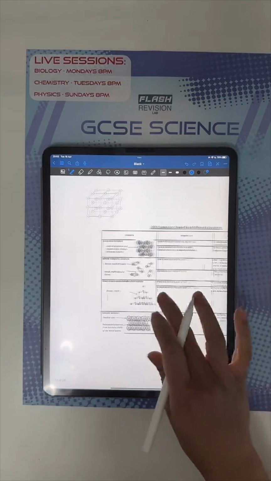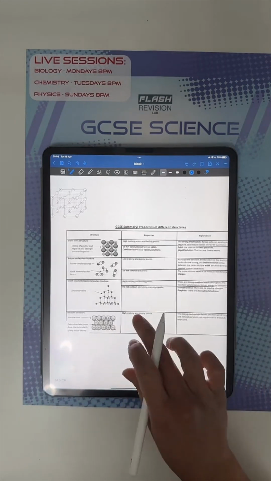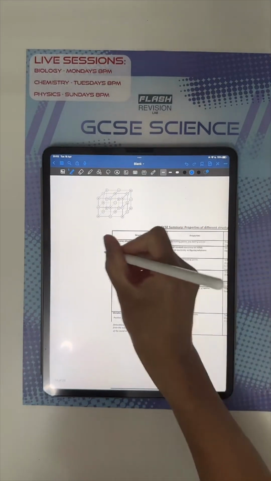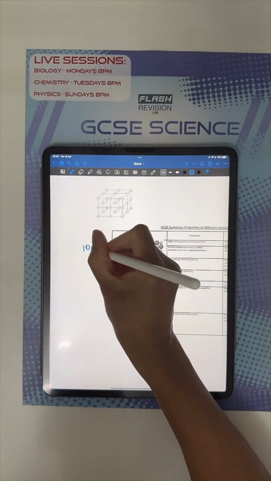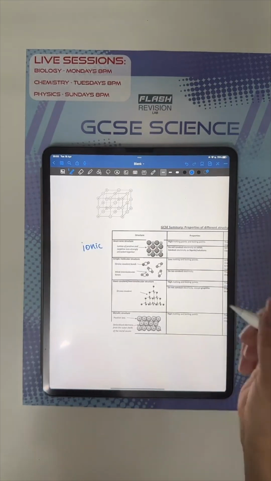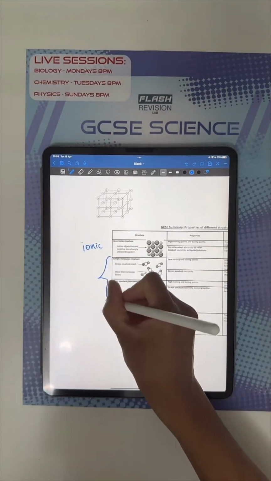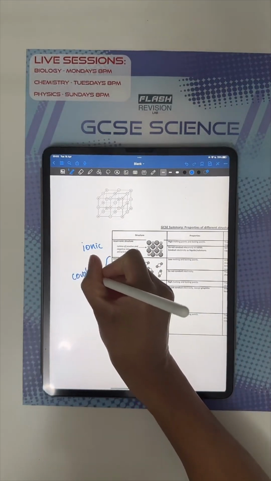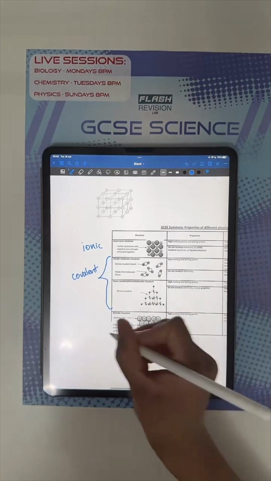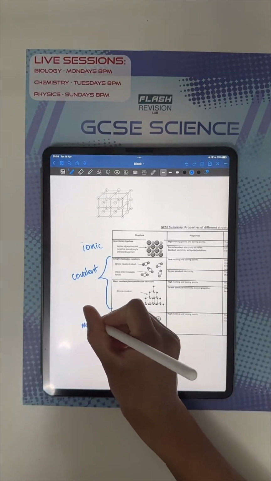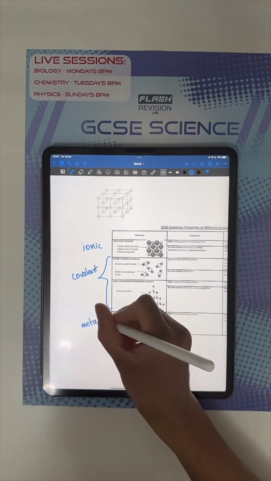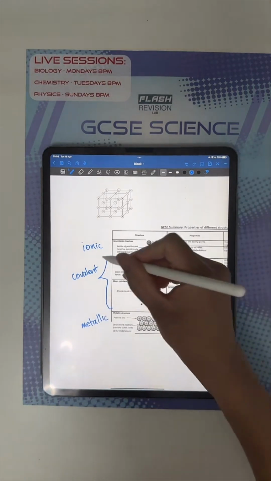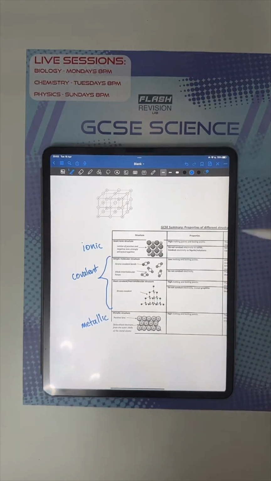So here we've got a table. It's just a really good summary of everything. Up here, we've got our first row, that's for ionic bonding. Our next two rows are for covalent. And our third row is for metallic bonding. Sorry, our fourth row. Most questions you'll get are going to be on the top two, ionic and covalent.